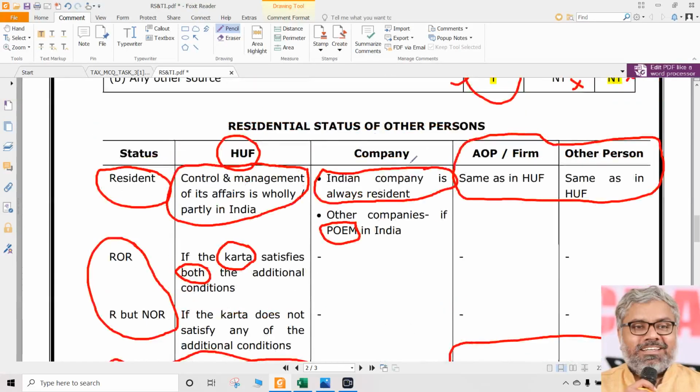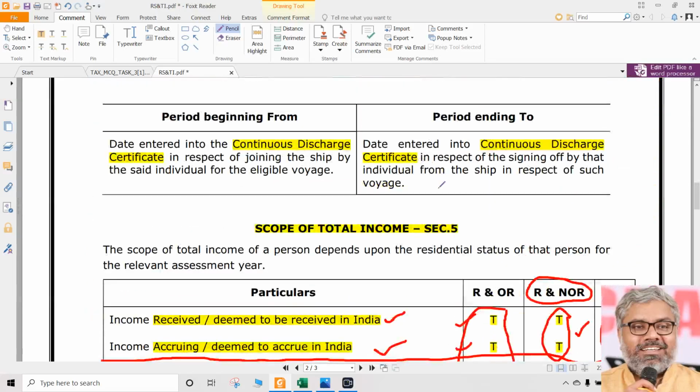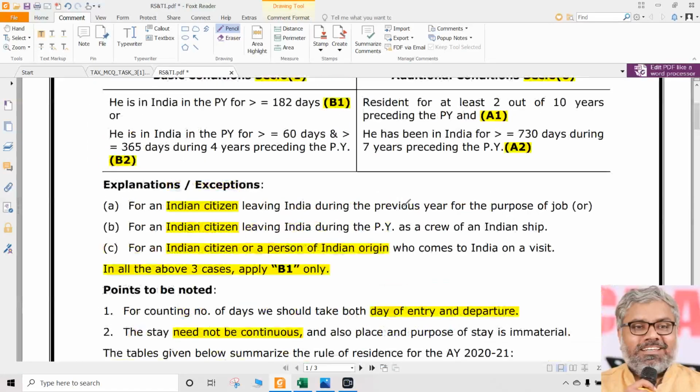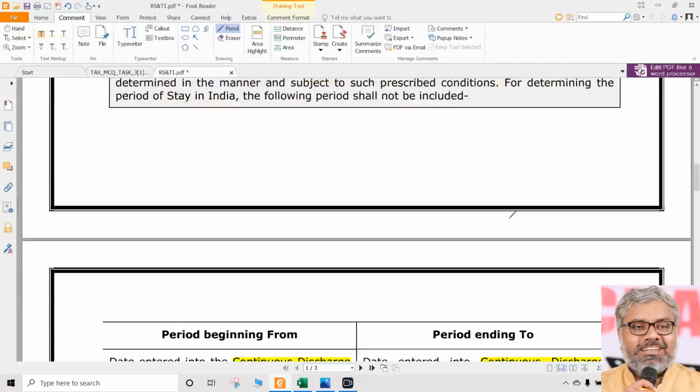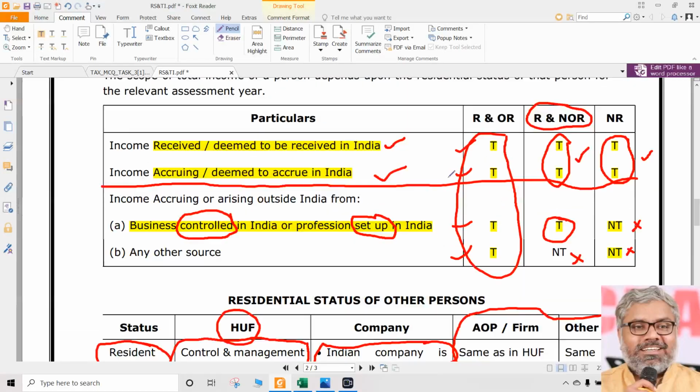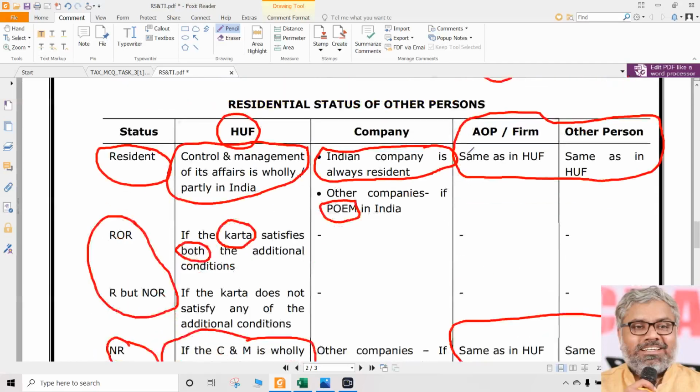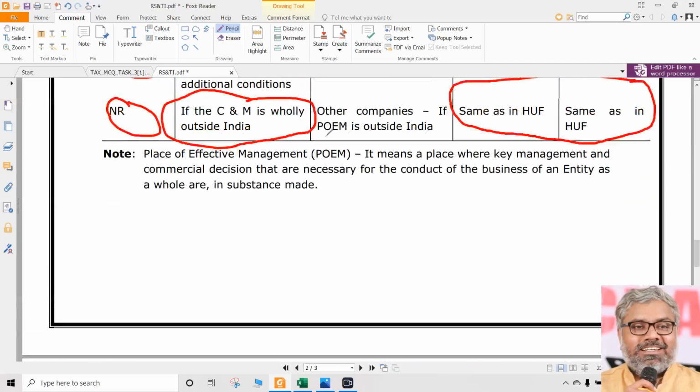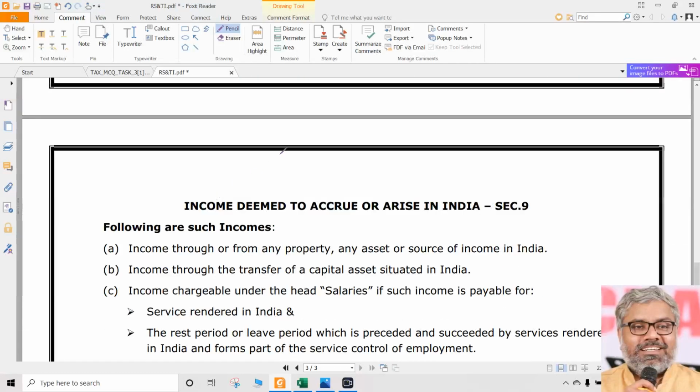So that is about determination of residential status for other persons. Determination of residential status of individuals is in section 6. Section 6(1) and 6(6) you should refer. Section 5 we should refer if we are talking about the tax incidence of different incomes depending upon the residential status. And POEM, as we discussed earlier, what is place of effective management? It means the place where the key management and commercial decisions that are necessary for the conduct of the business of an entity as a whole in substance are made. That is a definition given by law. That is for understanding purposes. Where all the key decisions are taken, we can call that place of effective management.